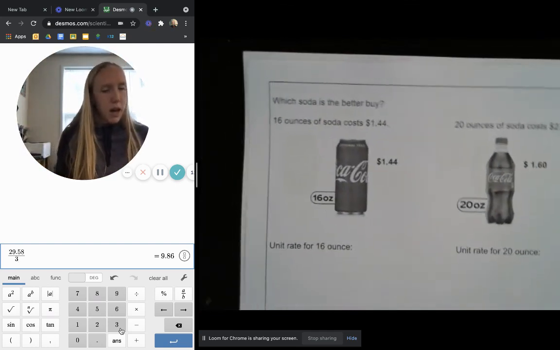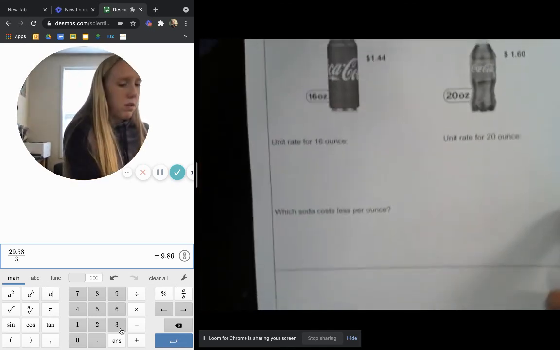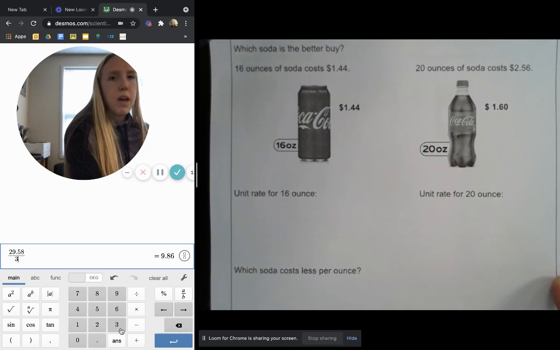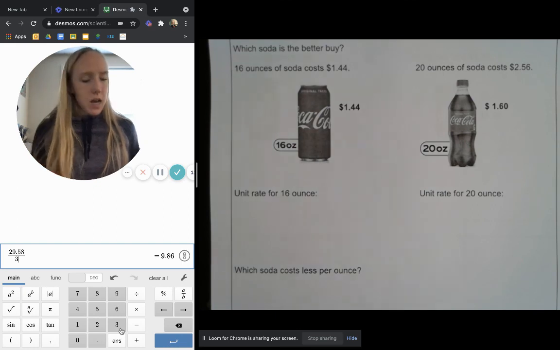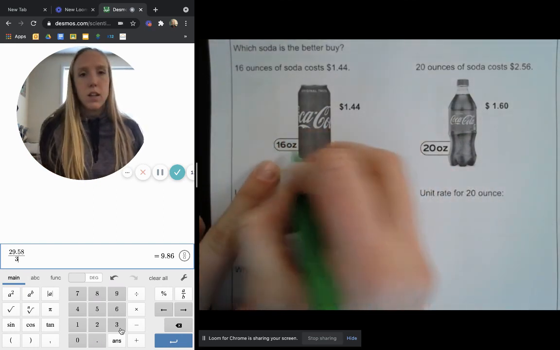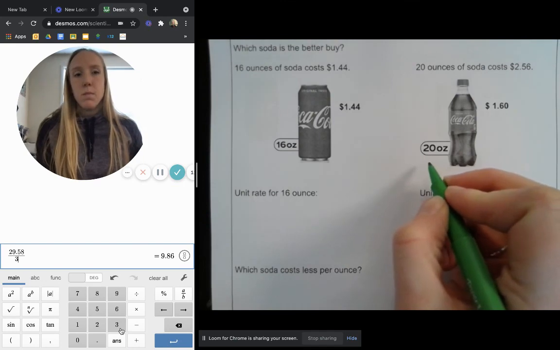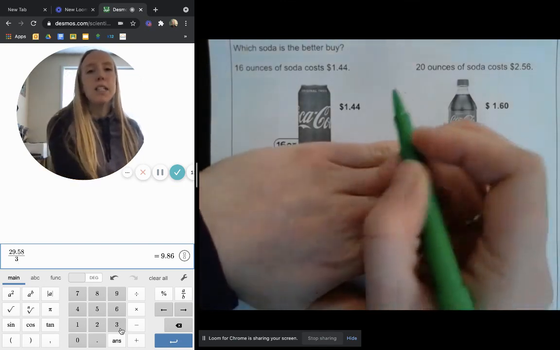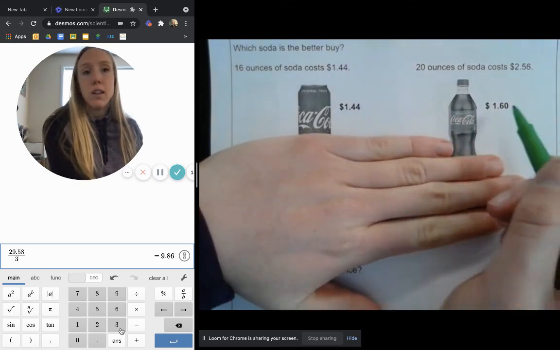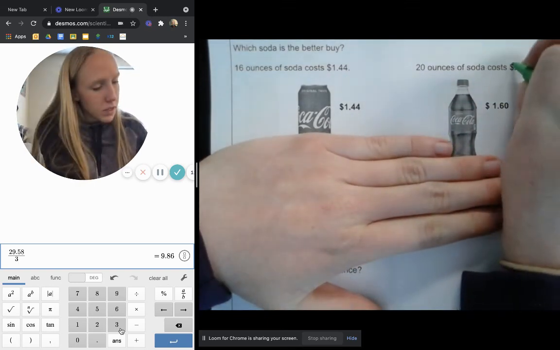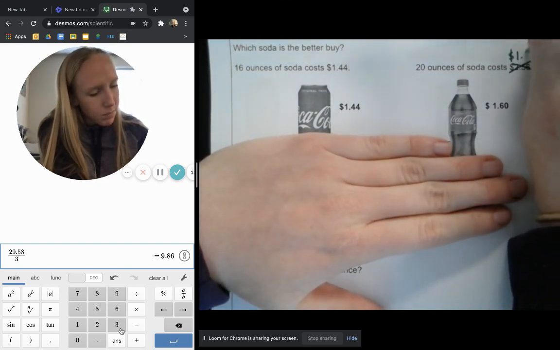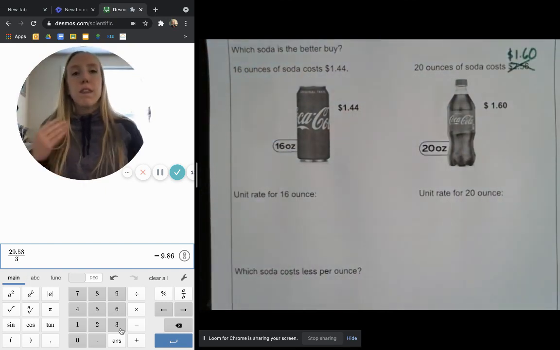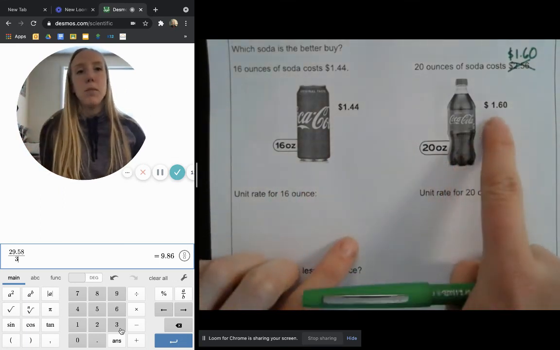Okay, so here's an example of that. What we have here is two sodas, and they're different sizes, okay? This is 16 ounces, and this is 20 ounces. Now, if you just look at the prices, you probably would be like, oh, this is cheaper, this is more expensive. Oops, this is wrong. Sorry, guys. This should say $1.60. So it might first look like that, but this is a different amount. This costs more money, but it's more soda.